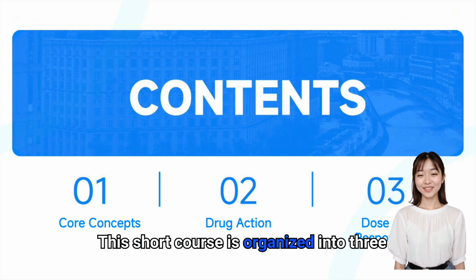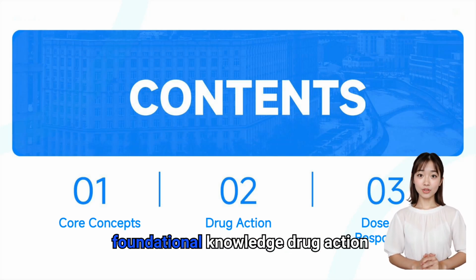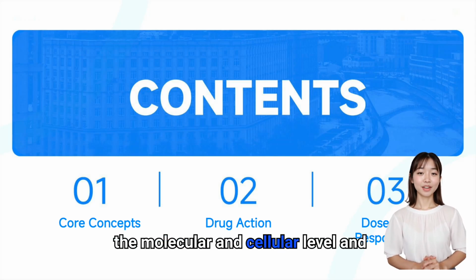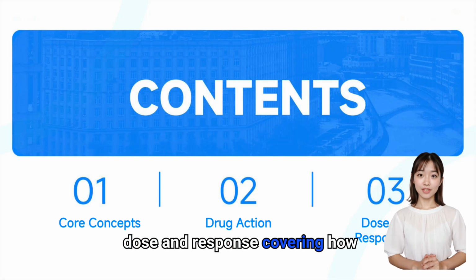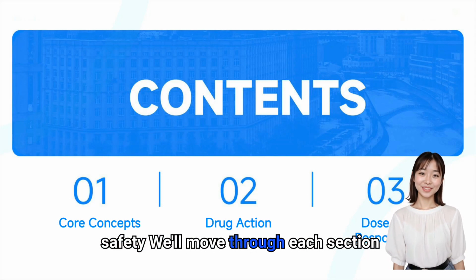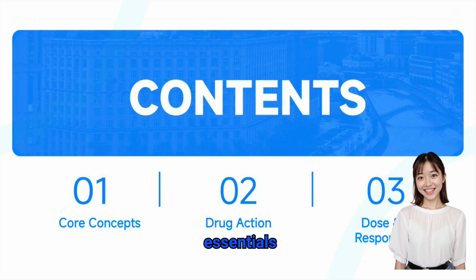This short course is organized into 3 clear chapters. Core concepts that build foundational knowledge, drug action which explains how medicines work at the molecular and cellular level, and dose and response covering how dosage shapes therapeutic effects and safety. We'll move through each section with practical examples and visual summaries to help you retain the essentials.